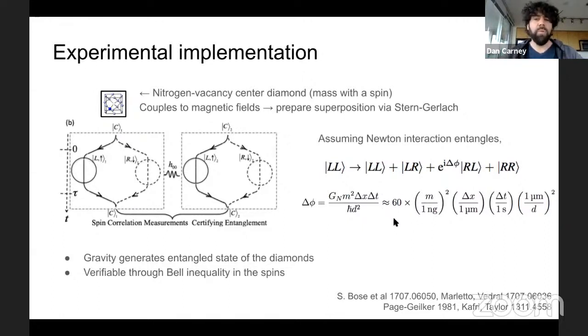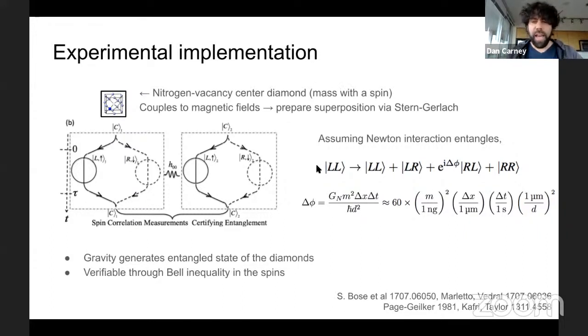So it can be sort of order 1, meaning visible, with nanograms, microns, seconds. Then what happens is at the end, you have this entangled state of the two diamonds. Okay? And what you can do is now test this entanglement through literally a Bell test, the Bell test in the typical sense with two spins, because you have spins in each diamond. So this is really a beautiful implementation. I mean, it's conceptually very simple, in some sense probably the simplest conceptually way of doing this.